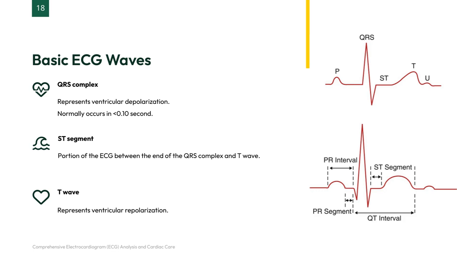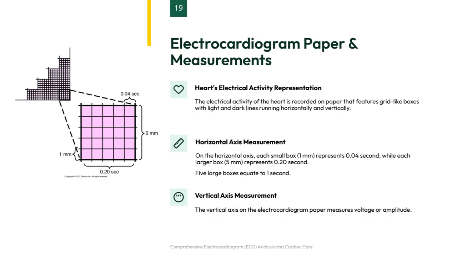Finally, the T wave represents ventricular repolarization, which is when the ventricles recover their electrical state and get ready for the next heartbeat. Understanding these waves is crucial because they tell us a lot about the heart's electrical function. The electrocardiogram paper captures the heart's electrical activity using a grid pattern made up of small boxes outlined by light and dark lines, both horizontally and vertically.